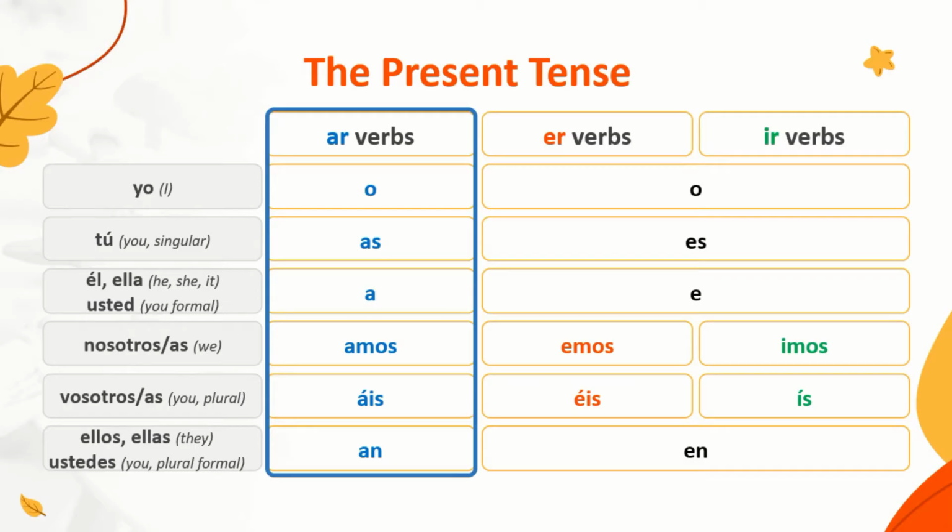Third step, check the line. That's the person or the subject of the verb. Suppose I want to say I listen, so I'll check the first line. Fourth and final step, at the ending you come across, in this case, an O, which leaves you with escucho, I listen. Muy bien.